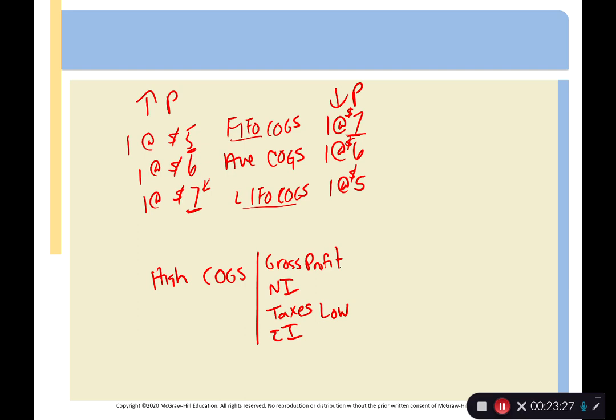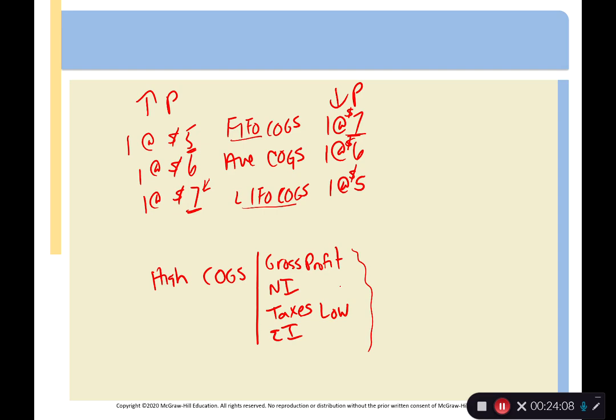Why is cost of goods sold the opposite of all of these items? Well, cost of goods sold is an expense. So if expenses go up, I hope you remember, revenue minus expense equals net income. So as expenses go up, my net income, gross profit, net income, would go down, as would my taxes, because taxes are a function of net income. Lower income, lower taxes. Ending inventory is the opposite of cost of goods sold, because if I sell the expensive stuff, what's left over? The cheap. And if I sell the cheap stuff, what's left over? The expensive. So that's why this little chart works, where everything on one side of the line has an opposite relationship to the other.